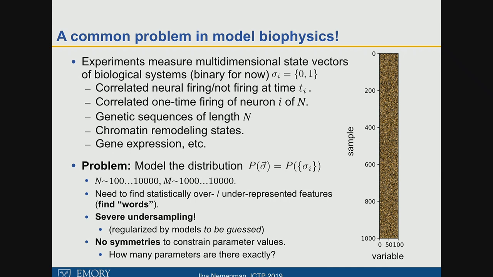And on top of that, there are no symmetries that you can use, like convolutional symmetries. Translational symmetry, rotational symmetry, those things don't exist in this type of system. And so you are in the regime where you are massively undersampled, and at least in our hands, none of the black box methods work.